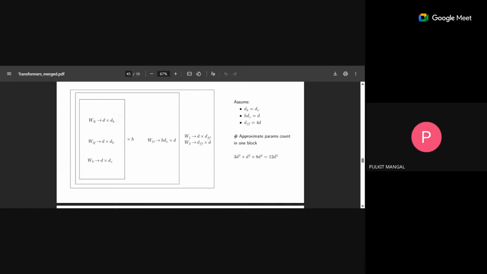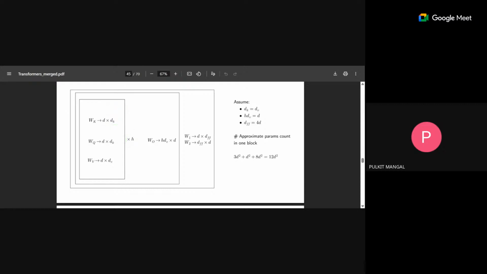Now you will be having h such heads, so you will be having h such different matrices. So in the end, the equation will become 3 times d cross dk times h.